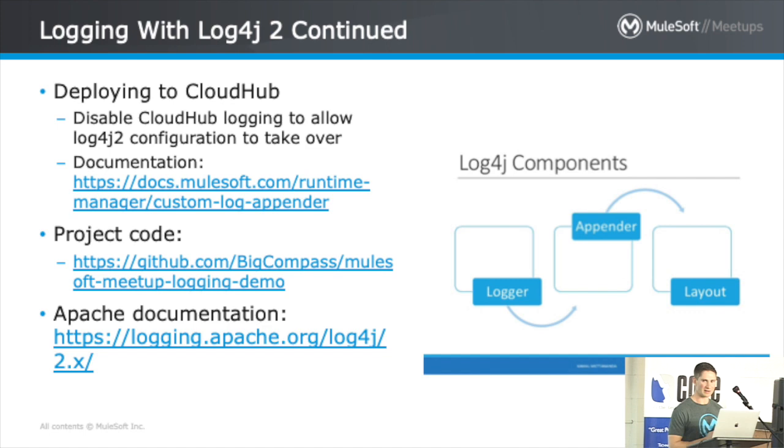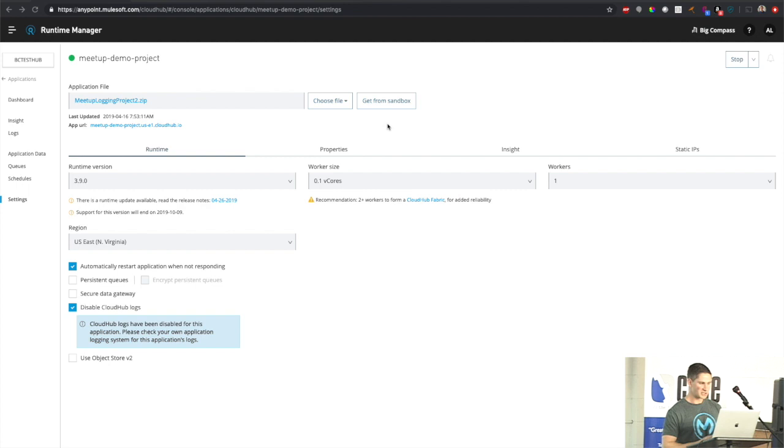If you want to let the log4j CloudHub appender take over, you have to disable CloudHub logs. In order to do that, you have to open a ticket with MuleSoft, and they'll approve that. It was fairly quick for us. That allows your log4j2 configuration to take over and actually log to CloudHub. It's just this check mark: when you get that approved, disable your CloudHub logs and then restart the application. It's going to take away your logging tab, you see that.